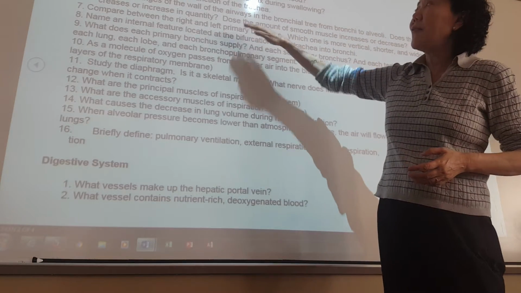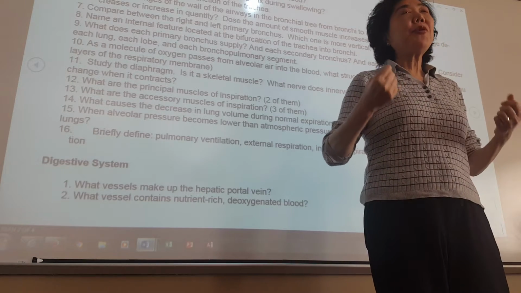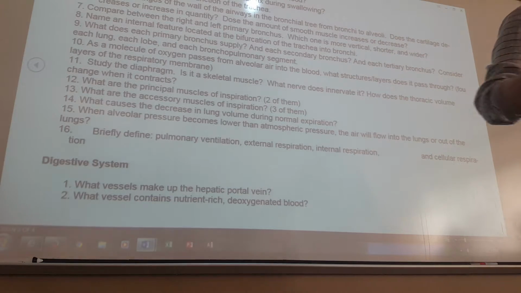And number 7, which primary bronchus, right or left, is shorter, wider, and more vertical? Right. So the right primary bronchus is shorter, wider, and more straight, like vertical. The left is longer, narrower, and more horizontal.